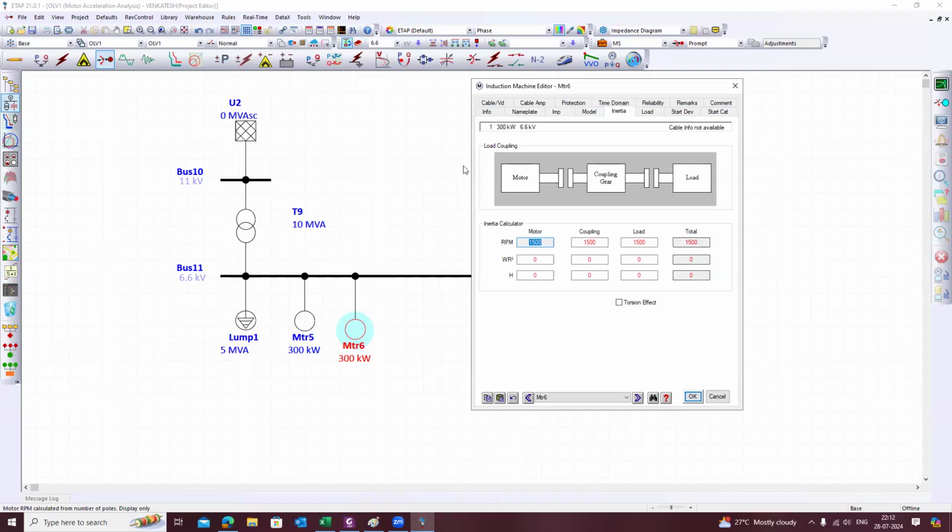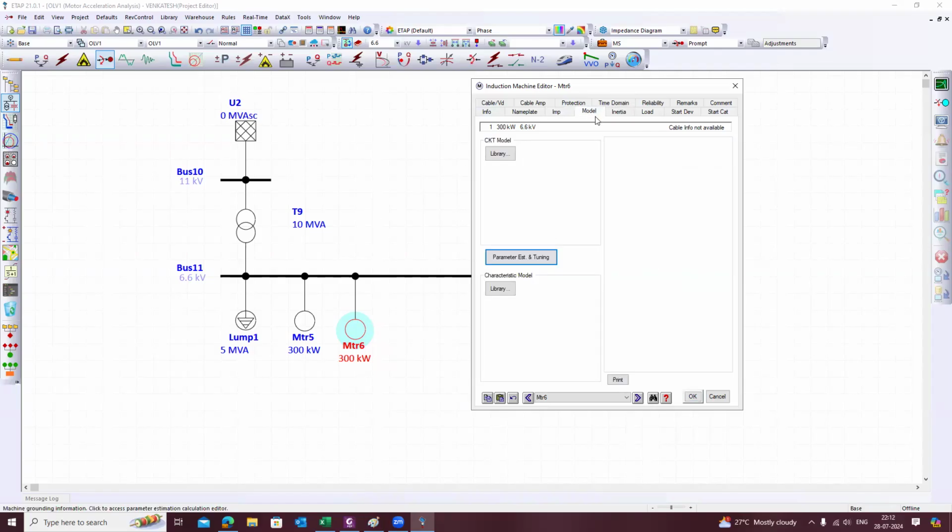And next, these are the inertia. This is also required for the dynamic starting, but for static motor starting, this model and inertia are not required. Here you have to give the accelerating time, the no load starting time. Let's suppose this is 2 seconds, and for full load, let's suppose the motor starting time is 3 seconds. This is important for the static motor starting.